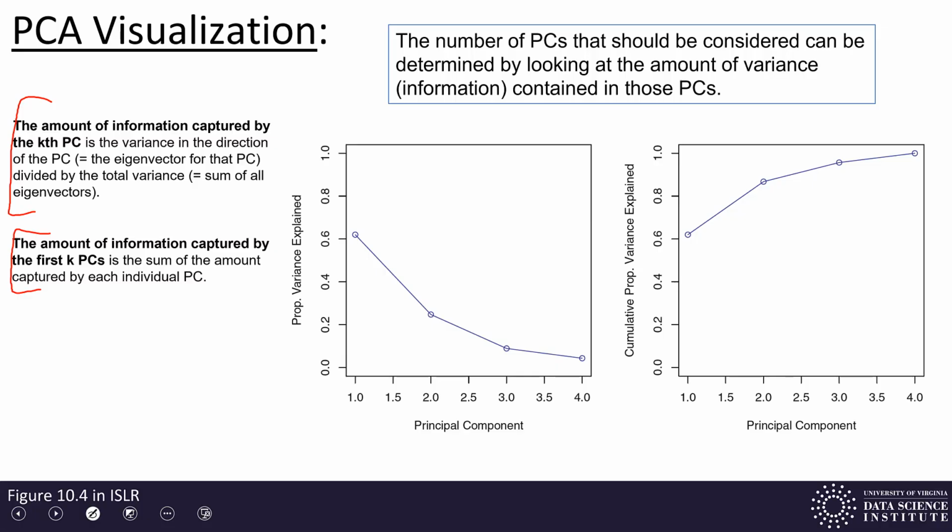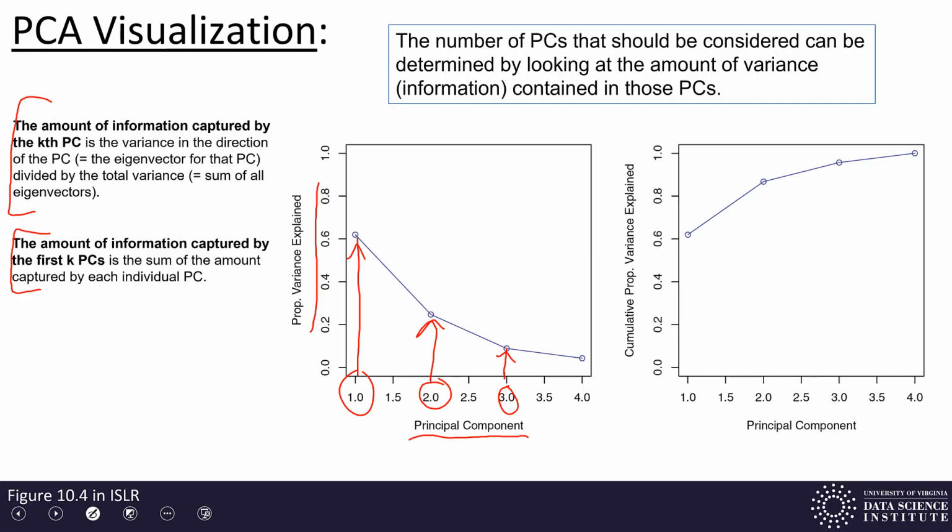So let's look at the first plot, the left-hand side plot. We have principal component on the horizontal axis, so this is the number of the principal component we're looking at. And the vertical axis is the proportion of variance explained. So the first PC, number 1, explains 60%, 0.6, of the variance. The second PC, number 2, captures 35% of the variance. The third PC captures maybe 10% of the variance, not much.